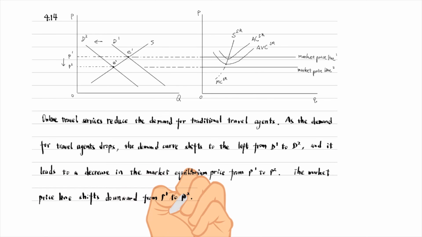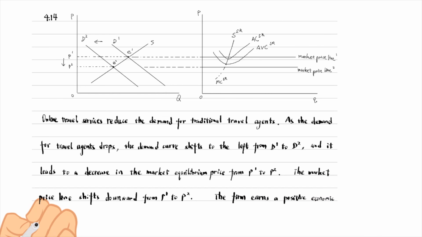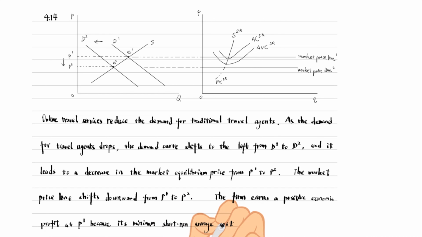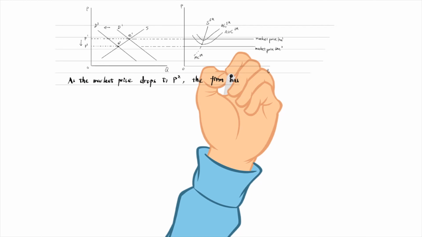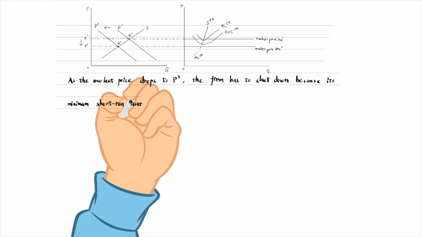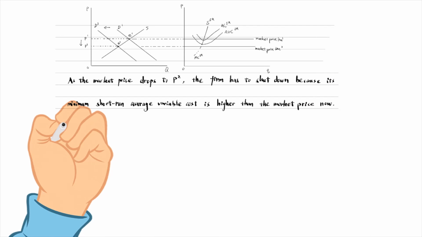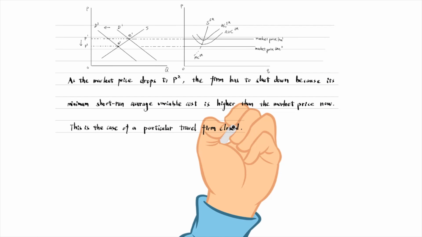The right graph shows that the firm earns a positive economic profit at P1 because its minimum short-run average cost is lower than the market price. As the market price drops to P2, the firm has to shut down because its minimum short-run average variable cost is higher than the market price now. This is the case of a particular travel firm closed.